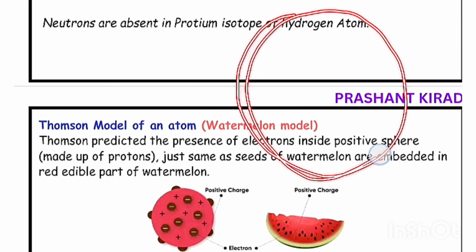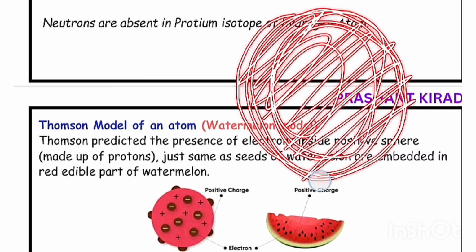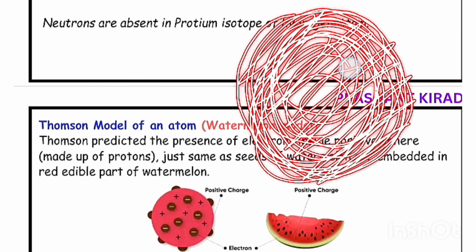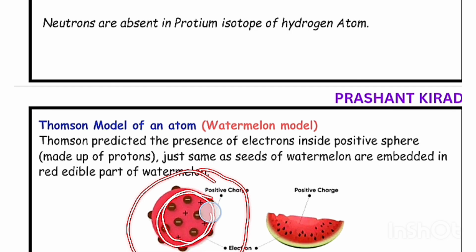That red part, which is completely occupied, that space is called the positive sphere. The electrons are embedded in it, just like these seeds. I'll tell you easily, so look at this diagram clearly. Here you see a positive sphere on which electrons are embedded. That is all about this theory.